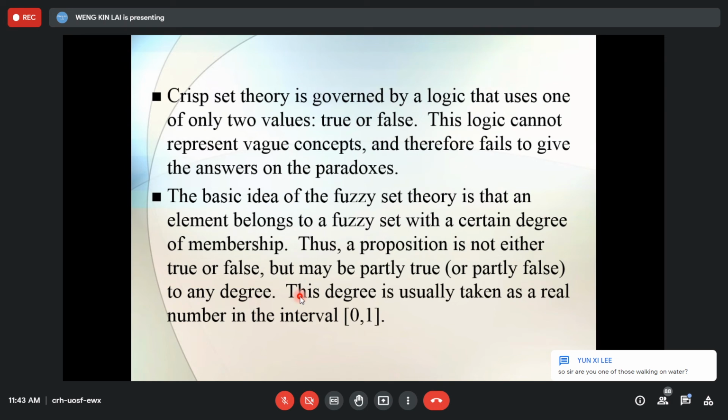I'm sorry, I'm not one of those walking on water. I'm hardly there. I learn only by doing. So I'm not very good at memorizing things. So I'm amazed at some of you guys. Almost 4.0 CGPA.